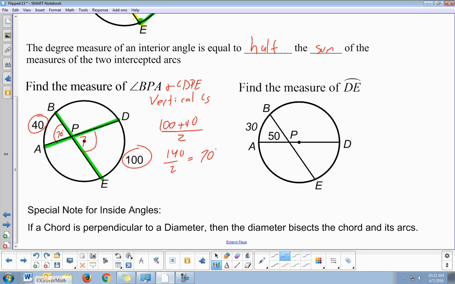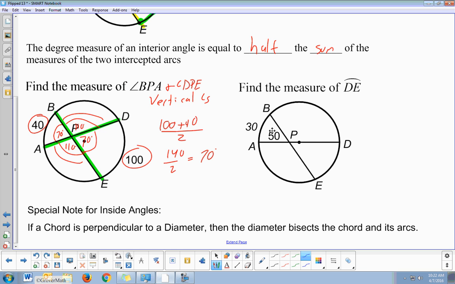And of course, this is also 70 degrees. Now I could find these arcs because they're supplementary to 70. That would be 110 and 110. Because we know whenever two lines cross, they create vertical angles, but they create two pairs of vertical angles supplementary to those. All right, this time I want to find arc DE.